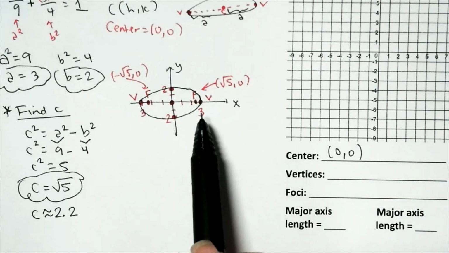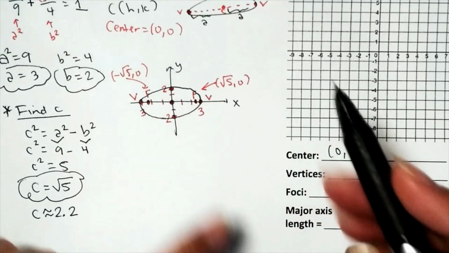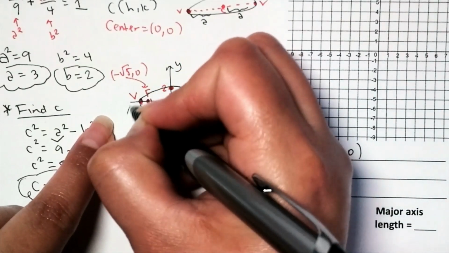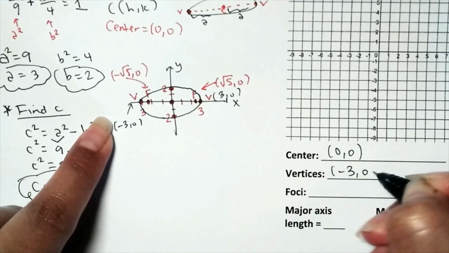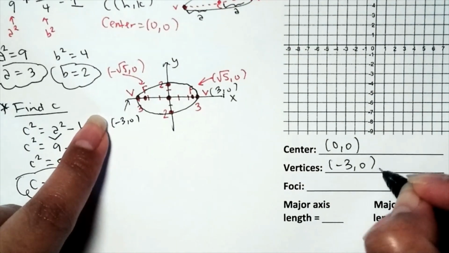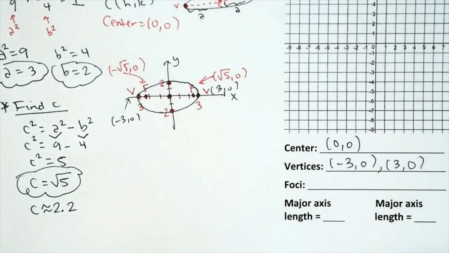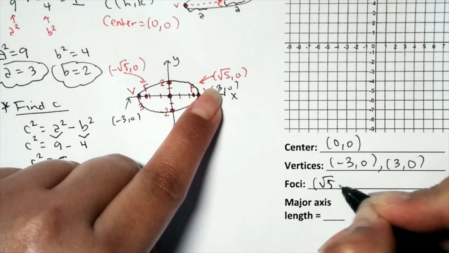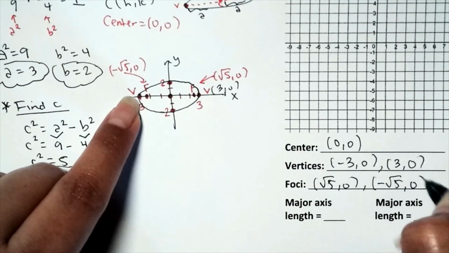What are the vertices? The vertices are the endpoints of the major axis, or the longer axis. So the vertices are given by 3, 0 and negative 3, 0. Let's pencil that in. 3, 0. I put the negative one first, sorry, by mistake. I usually write how I say, but I got a little bit nervous. And the foci, we have said that one is positive square root of 5 comma 0, and the other one is negative square root of 5 comma 0.